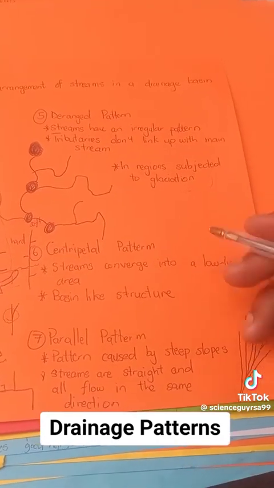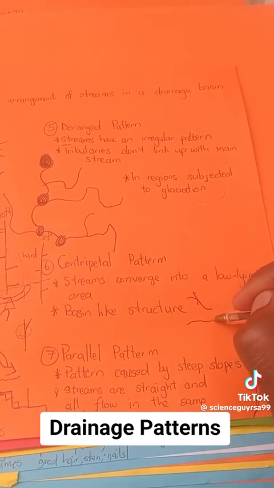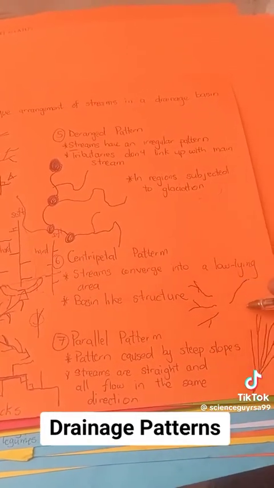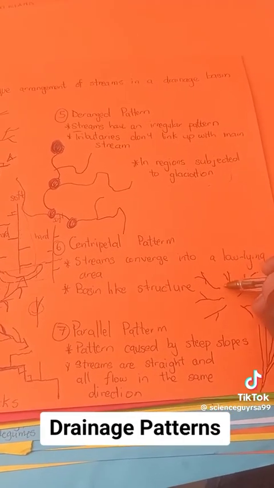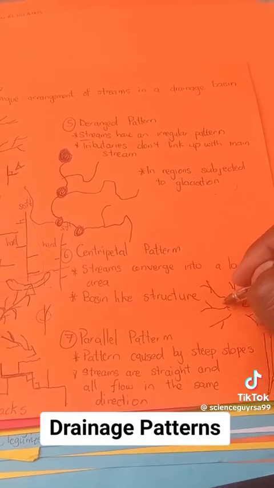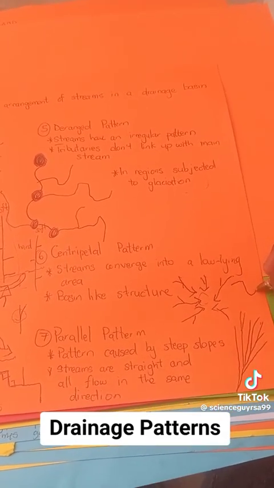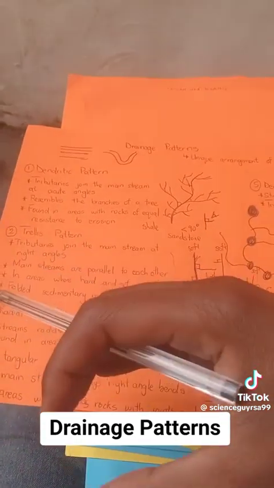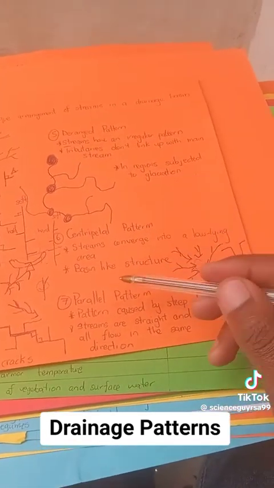Then you have the centripetal pattern. Of course, this is similar to the radial pattern, but it's the opposite, because the centripetal pattern you'll find in areas of depression. This is a low-lying area, and rivers are converging in this low-lying area. It's a depression, like that. Centripetal, radial is dome, centripetal is depression, a sink.